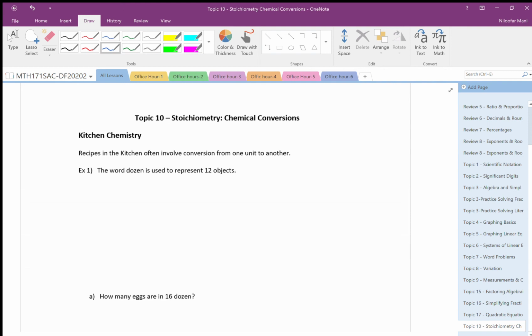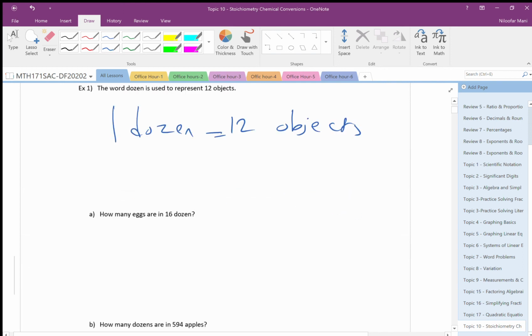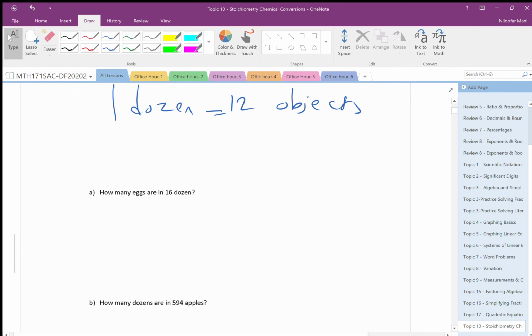The first, easy example I can give is the word dozen. Dozen means 12 objects. So if I say I got a dozen eggs, it means I got 12 eggs. So 1 dozen is 12 objects. Now I ask: how many eggs are in 16 dozen?